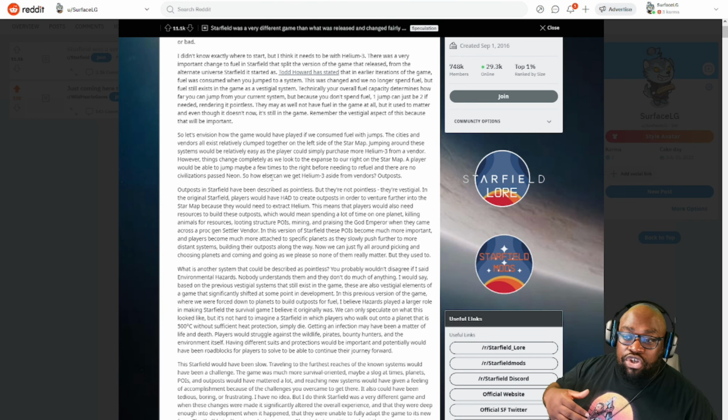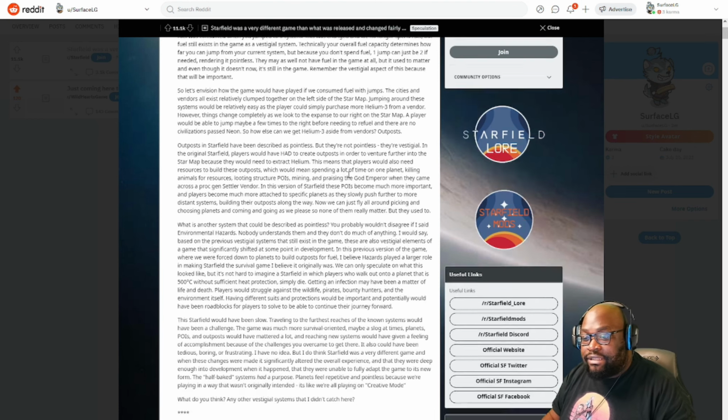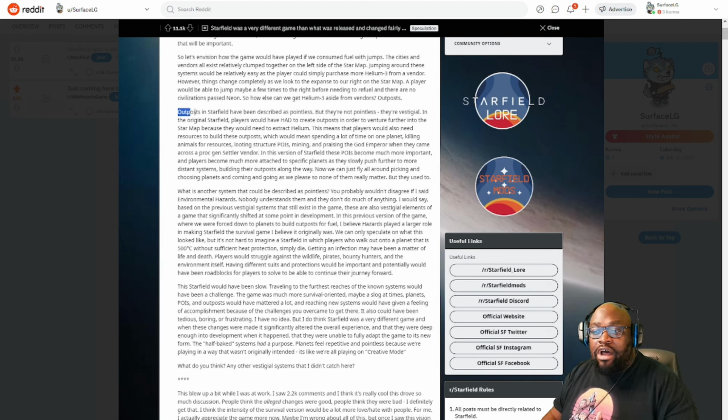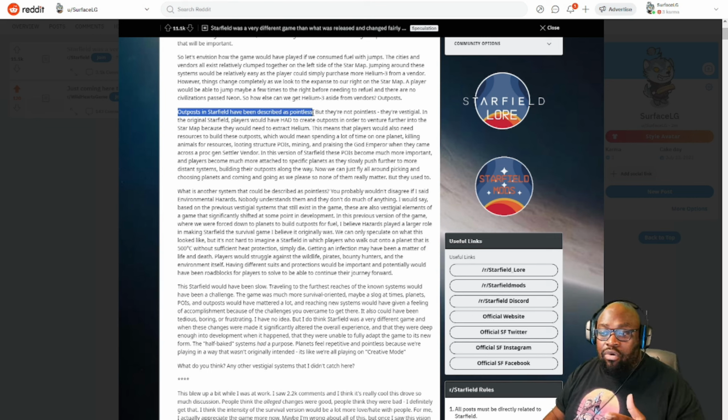The way in which you would remedy the system, like this guy essentially says in here, is outposts. Outposts in Starfield have been described as pointless, which they are. They basically only exist as credit or XP farms, but outside of the credit and XP farms, there really isn't a point in making an outpost.